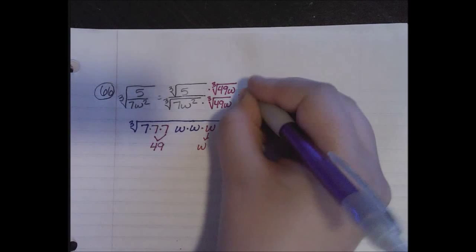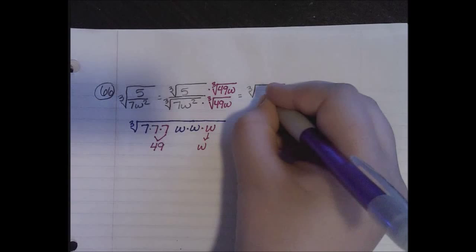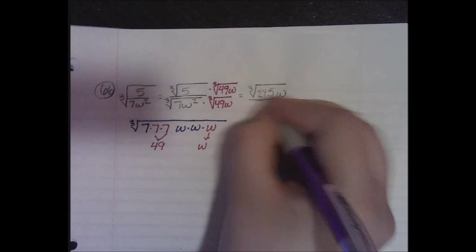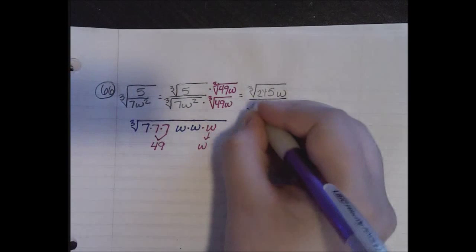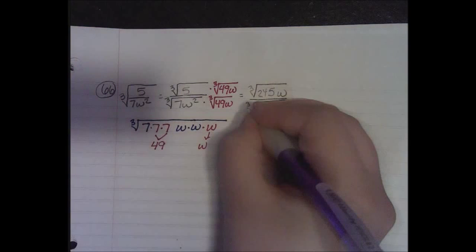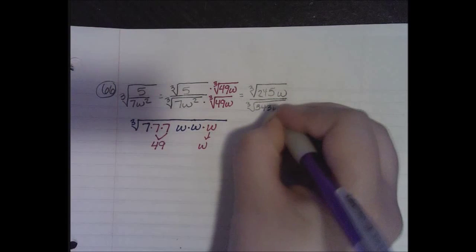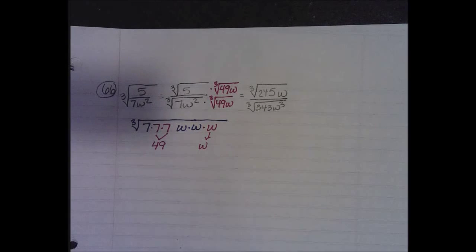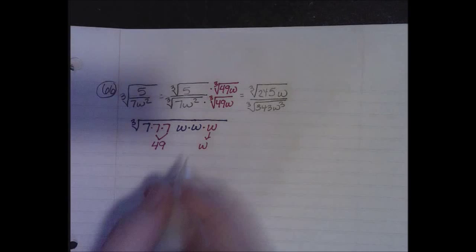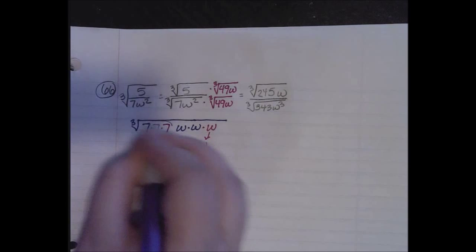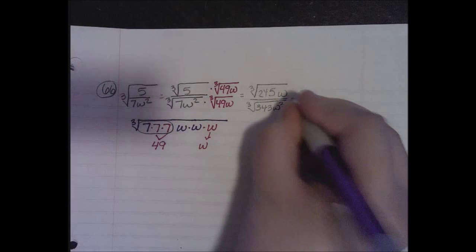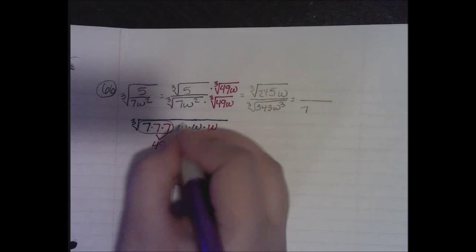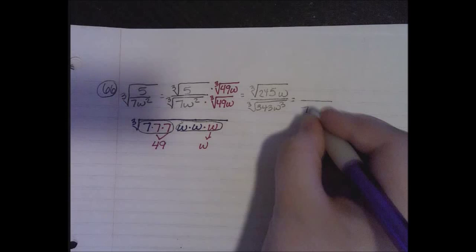So I now have the cubed root of 245w over the cubed root of 343w to the 3rd power. Now, I didn't really have to multiply the 7 times the 49 because I knew I would end up breaking it apart anyway to be 3 7s, which will end up giving me a 7 out in my denominator, and then my 3 w's, which come out as just 1 w.